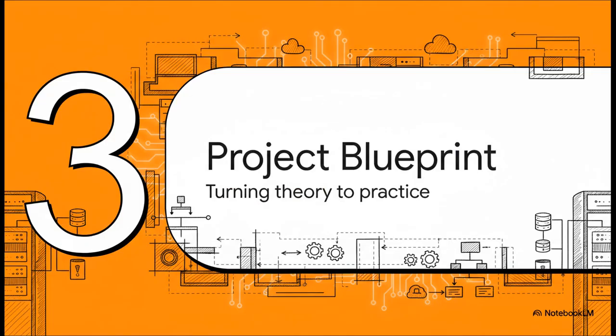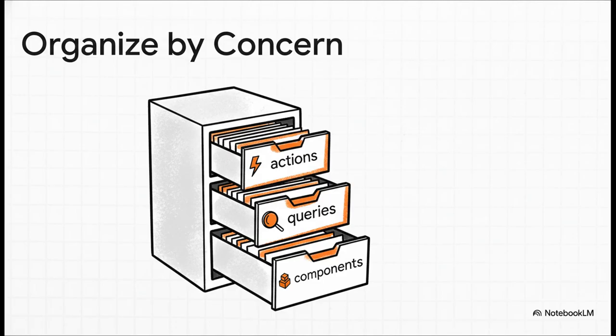So, we have these 2 big ideas, or 2 pillars. But what does that actually look like in a real project, in your code editor? This is where the theory hits the pavement and starts to give you a project structure that's actually a joy to work in. The core principle is so simple but so powerful. Organize your code by what it does, by its concern, not just by what type of file it is. All your server actions, they live together. All your database queries, they live together. Trust me, when your project grows to hundreds of files, your future self is going to thank you for this.